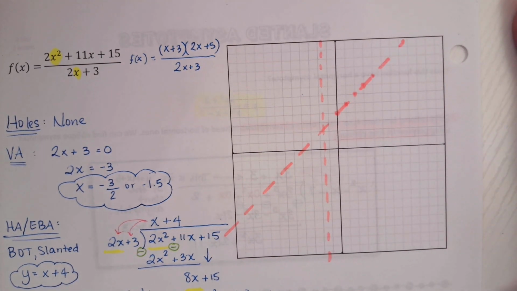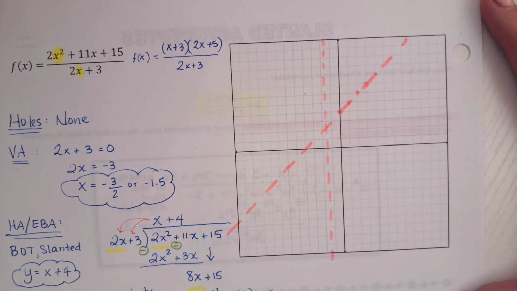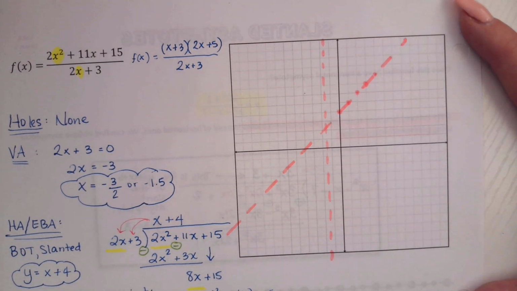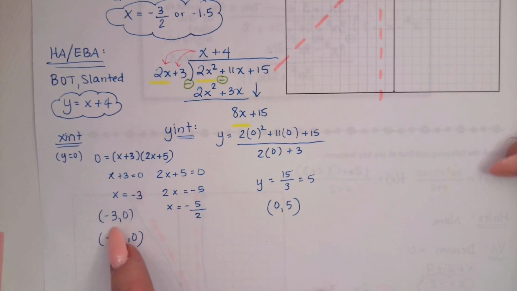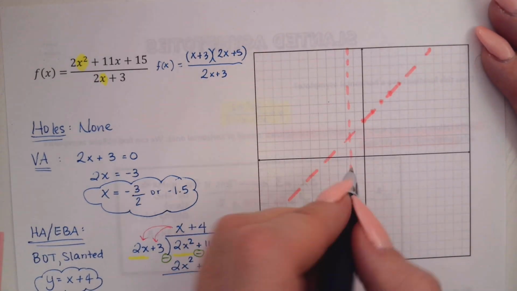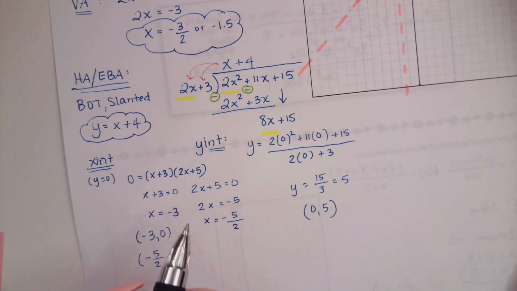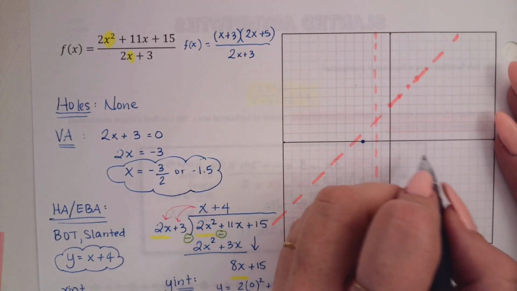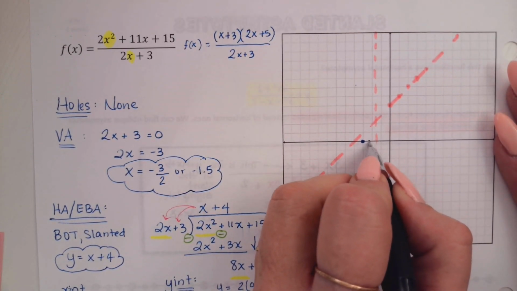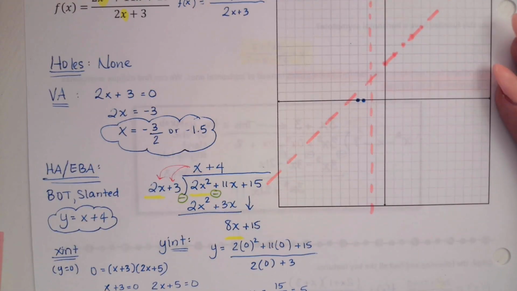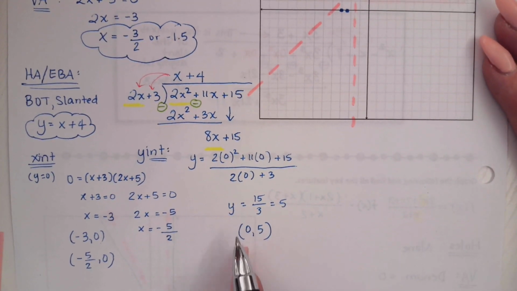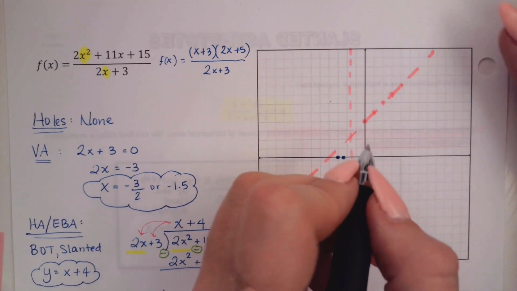Okay, and then we have 3 points. 2 of them are x-intercepts. 1 of them is a y-intercept that we're going to put on the graph. And we're going to see if that's enough information or if we need to find more points. So 1 of them is at -3, 0. 1 is at -2 1/2, 0. I think those are really close to each other. And then 1 of them is at 0, 5. A y-intercept at 0, 5.